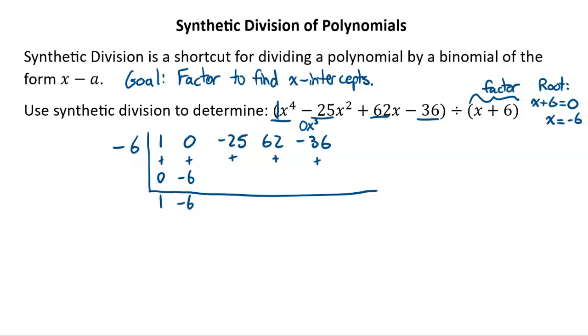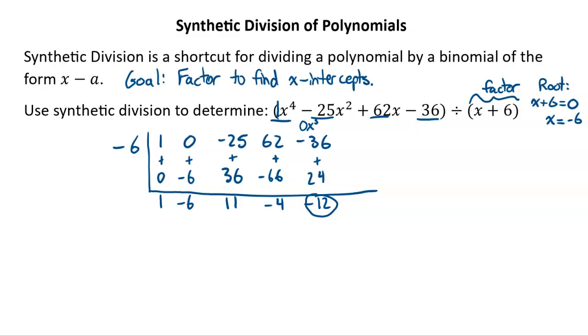Now we multiply that by the root again. That gives me 36. I write that in the next column. Negative 25 plus 36 is 11. Again, we multiply that by the root, negative 66. 62 plus negative 66 gives me negative 4. Multiply that by the root yet again. And the last thing we arrive at is 24, which when I add that together gives me negative 12.